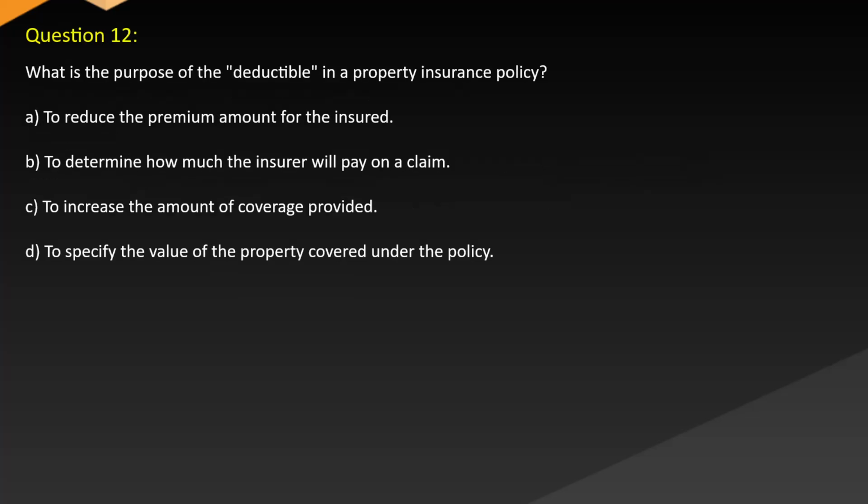Question 12. What is the purpose of the deductible in a property insurance policy? A. To reduce the premium amount for the insured. B. To determine how much the insurer will pay on a claim. C. To increase the amount of coverage provided. D. To specify the value of the property covered under the policy.